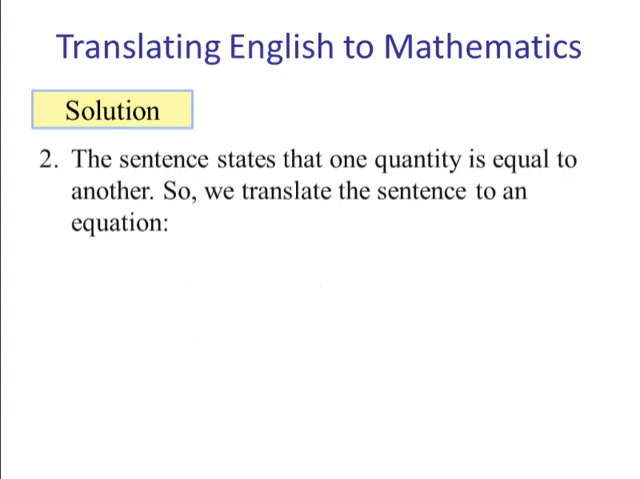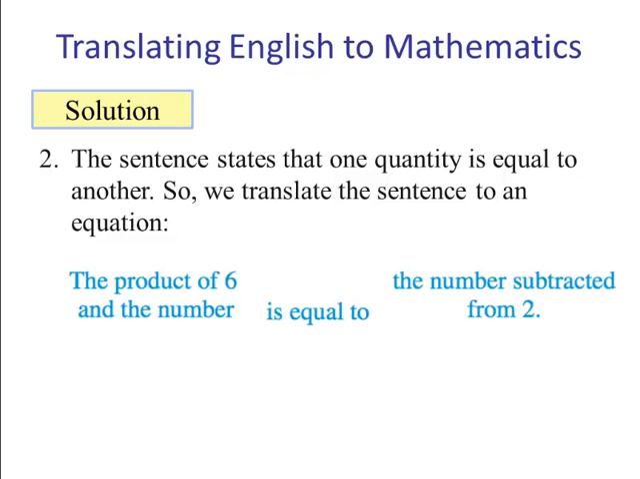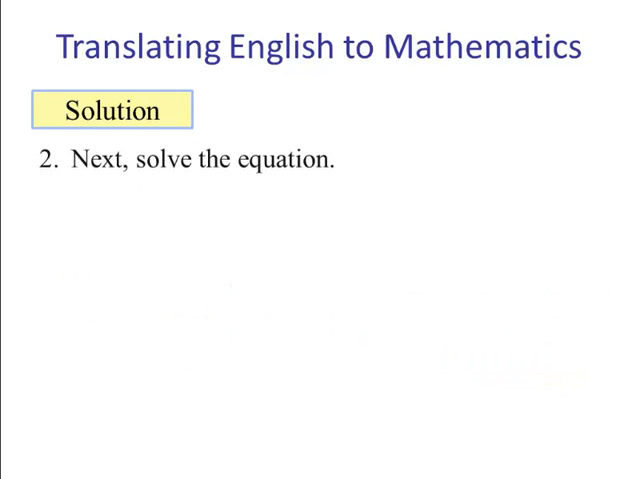Number 2, the sentence states that one quantity is equal to another, so that means this is an equation. So the product of 6 and a number becomes 6x, is equal to means equal sign, a number subtracted from 2. Okay, and that gives us 2 minus x. So next we solve the equation. We have 6x equals 2 minus x. We have x's on both sides.